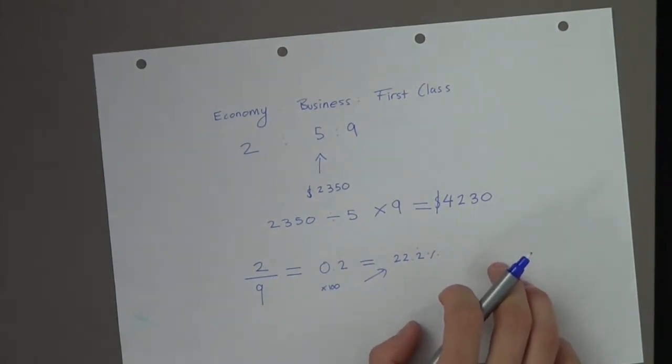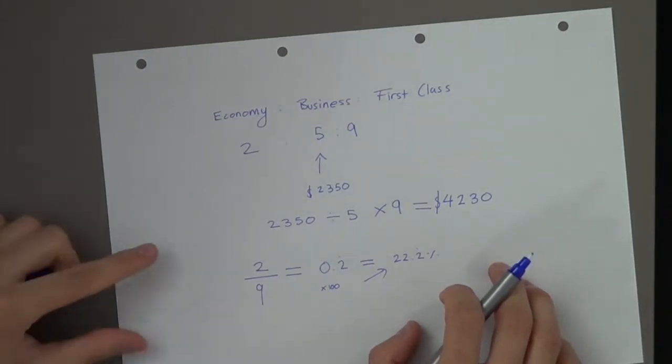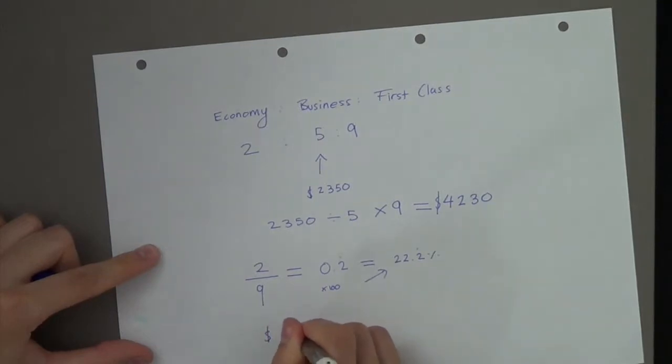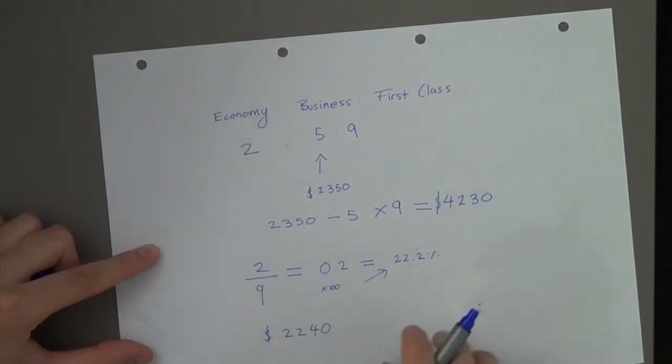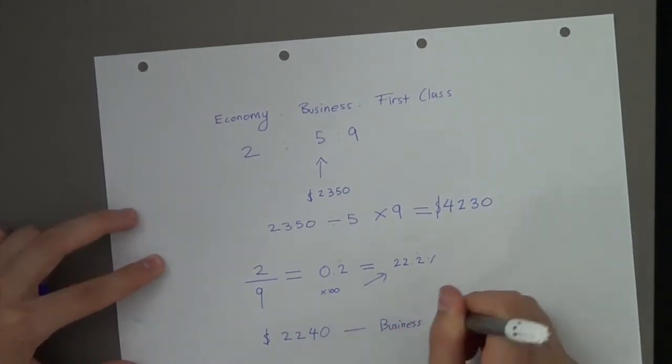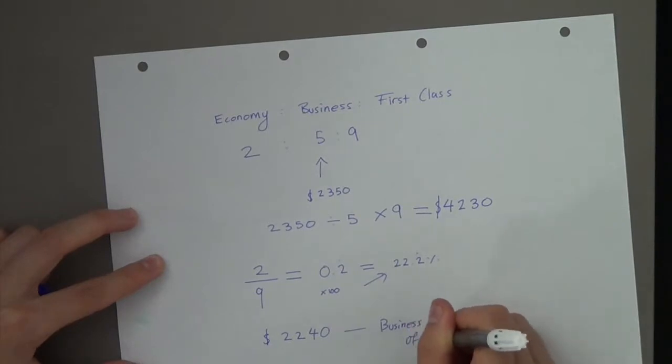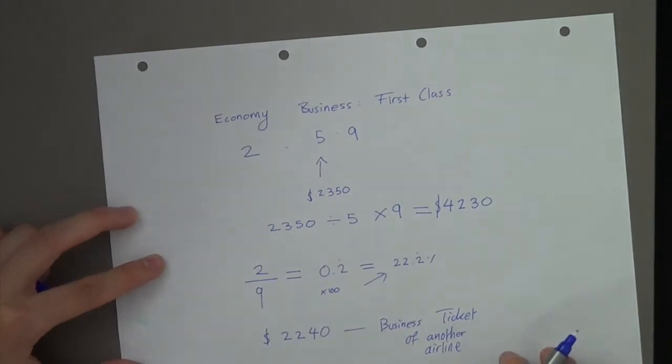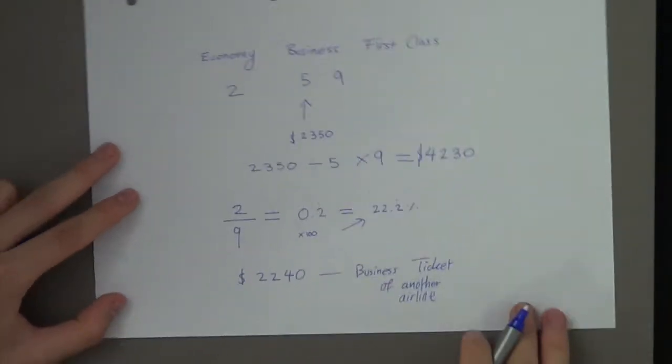Right, next one. The price of a business ticket for the same journey with another airline is $2,240. So $2,240 is the price of a business ticket. So this is the price of a business ticket of another airline. Now it's telling us that the price of a first class ticket is 70% more than a business ticket. Okay? And we need to calculate the price of this first class ticket.